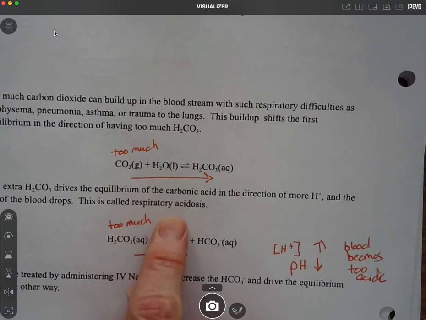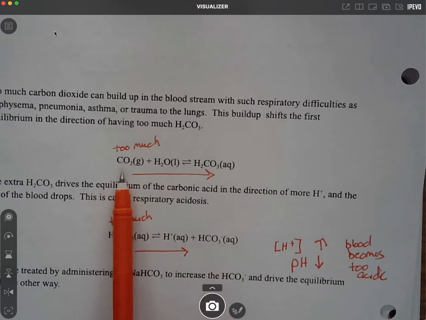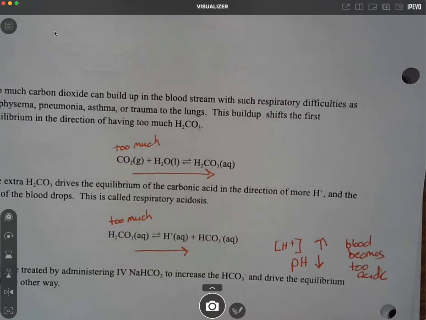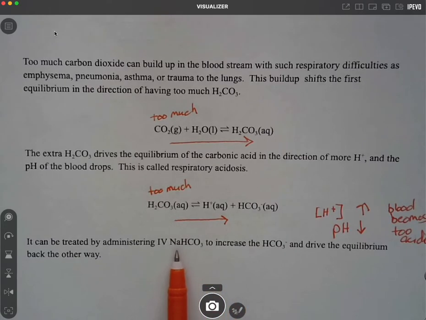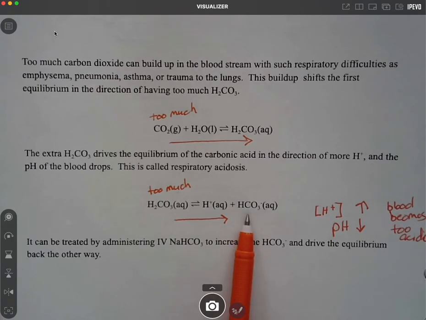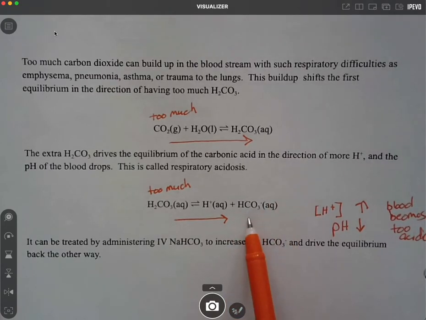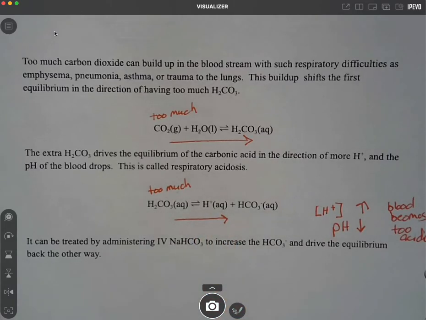They call it respiratory acidosis because too much acid has built up in the bloodstream, but that acid comes from your body's inability to expel the carbon dioxide. To fix this, they give the patient sodium hydrogen carbonate. Basically, an IV solution of baking soda fixes this problem because that increases the concentration of the hydrogen carbonate ion, which drives this equilibrium back that direction, leveling the pH in your bloodstream.